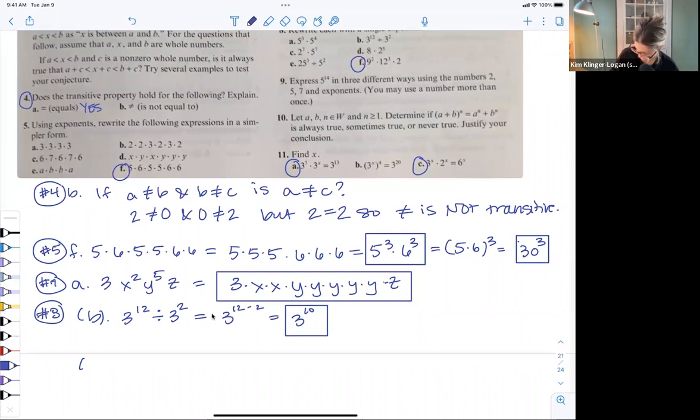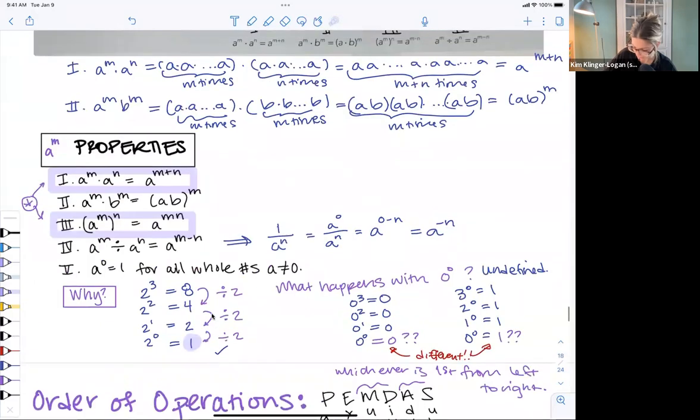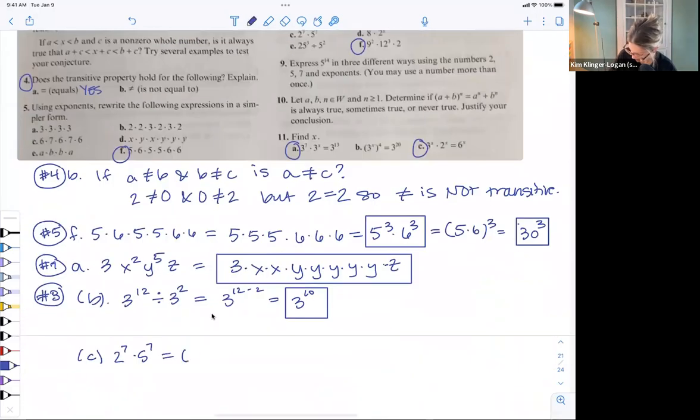Let's see here. Looking at C here, this is 2 to the 7th times 5 to the 7th. So notice my bases are different, but my exponents are the same this time. And so I think this was our second rule or property, which said if my bases are different, but my exponents are the same, I can combine the bases to this new exponent. So this is 2 times 5 to the 7th, which is 10 to the 7th.